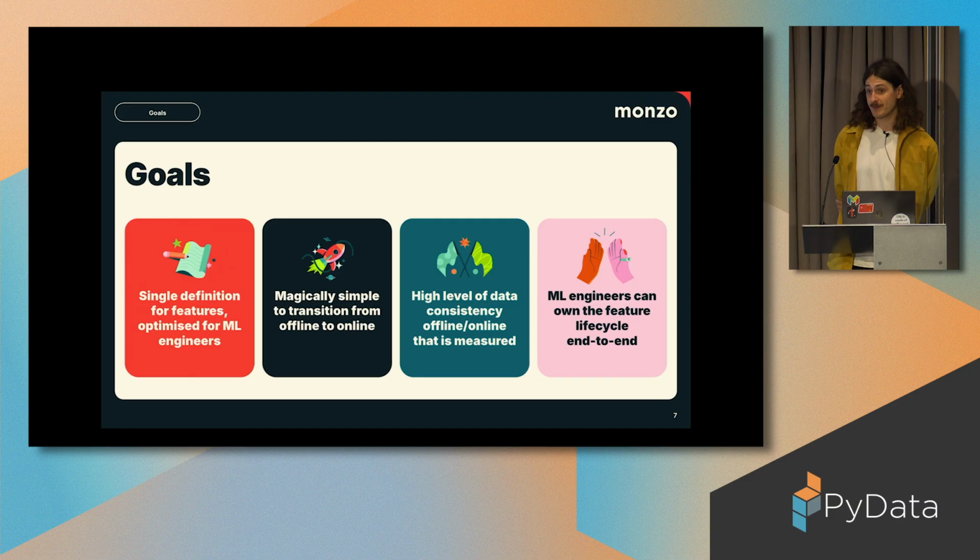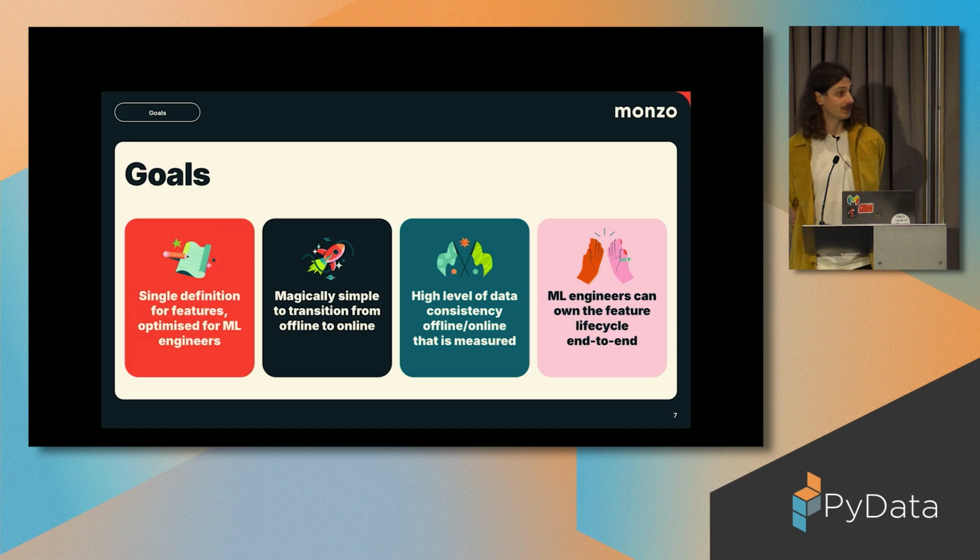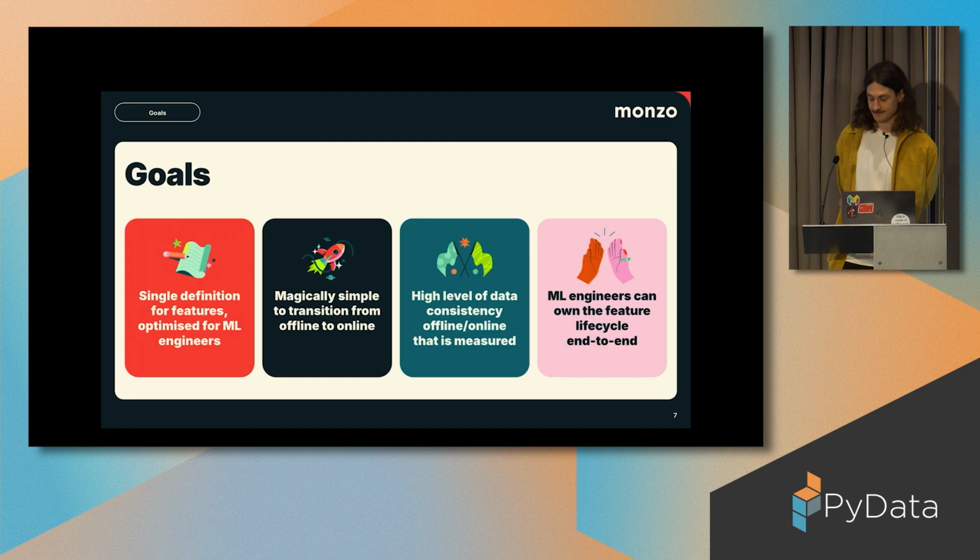The next thing is once you have those features created and you have a model and you're happy with this, it should be super simple to transition that to online. So we should be able to take those same values that you use at train time and have them available in the core bank. Thirdly, we wanted a high level of consistency between those offline and online worlds. Ideally we'd have perfect consistency, but at the very least we should be able to measure that. So when there is a mismatch in that consistency, we can alert on that and address that.